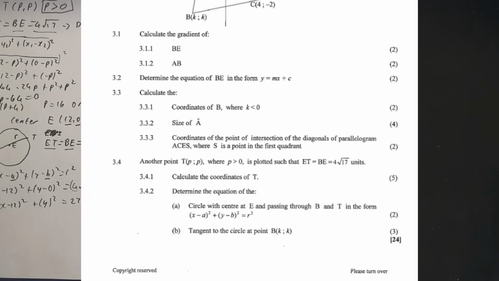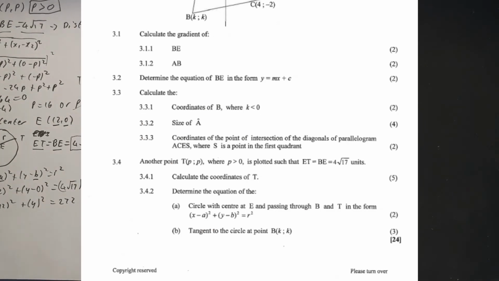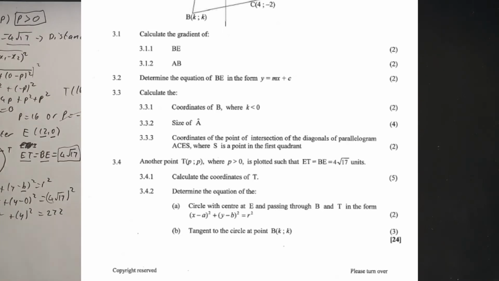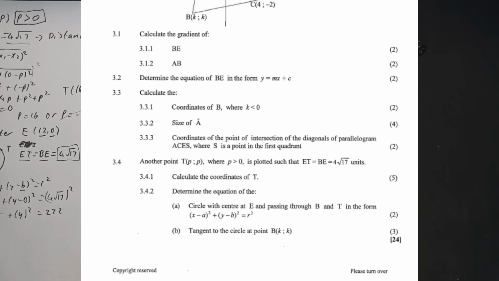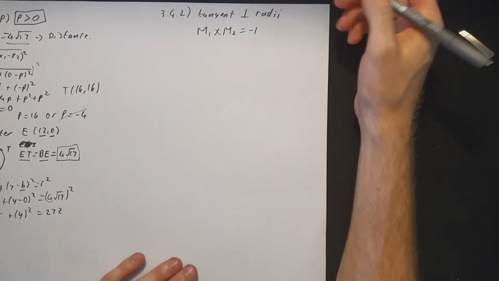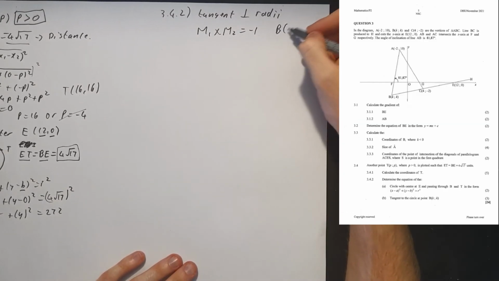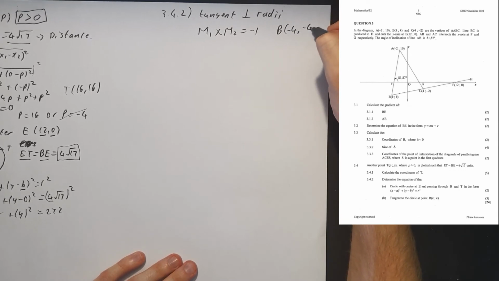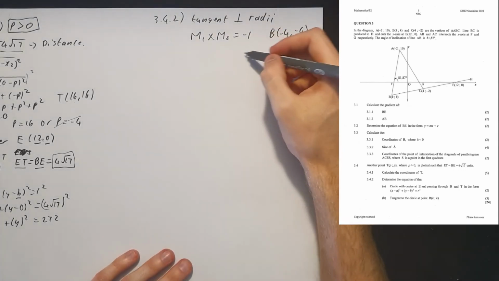Now the last question for this question. Okay, it's been quite a long one. It's 24 marks for this question, so let's get it going. 3.4.2, the last question, is for 3 marks. It asks you the tangent of the circle at point B, which is k and k. So we found B earlier on, which was negative 4 and negative 4. Now we want the tangent at that point.